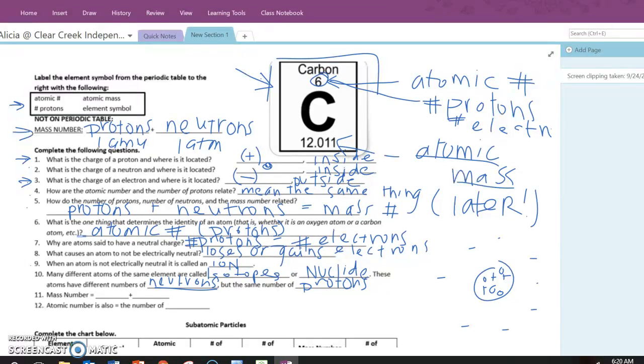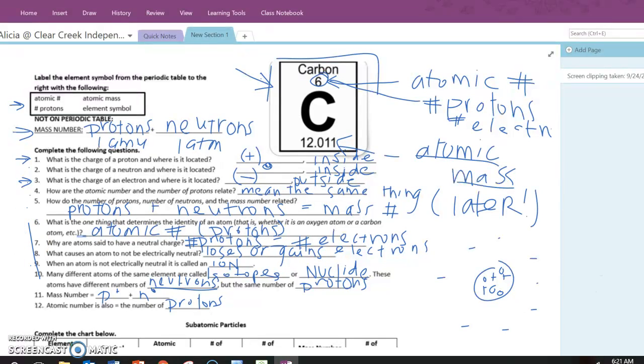And remember, mass number equals protons, I'm going to draw the symbol for proton, just P plus, neutrons. Atomic number is also the number of protons. So that looks like a ton of notes, guys, but it was a lot of repeats, right?